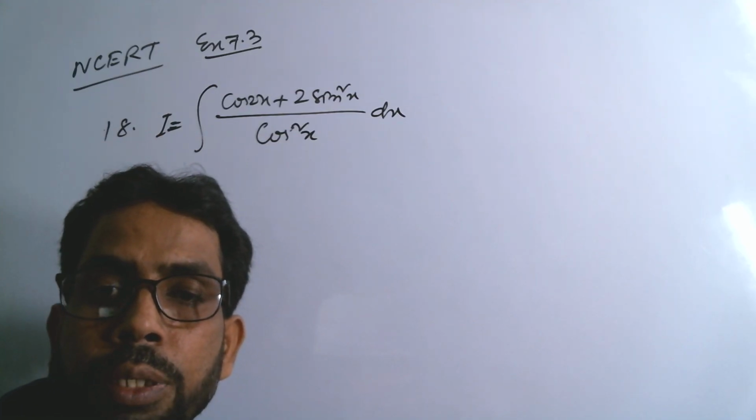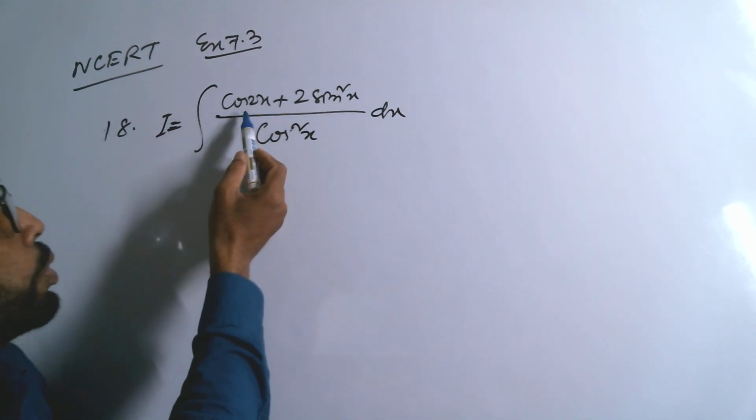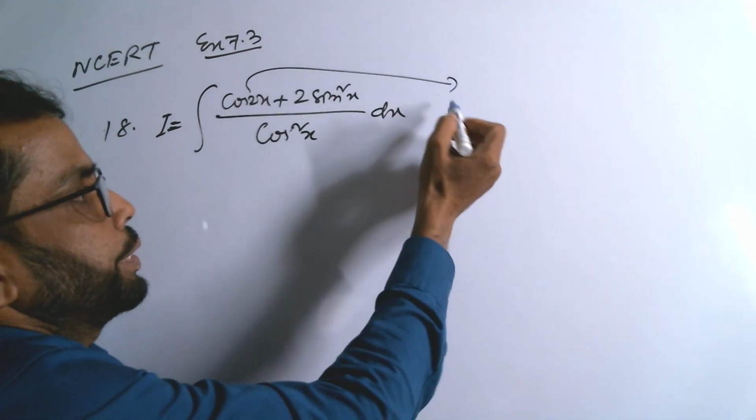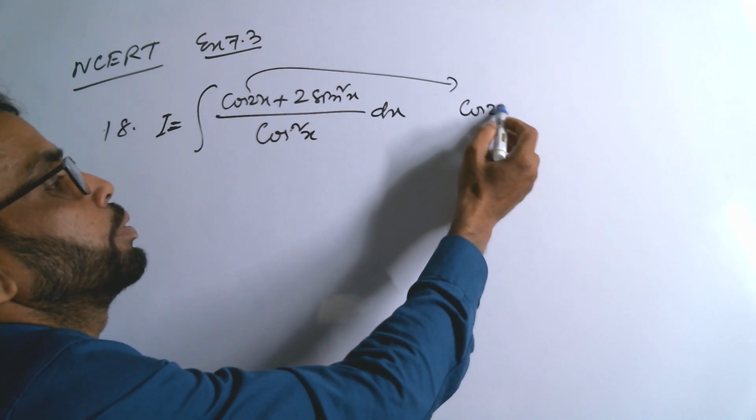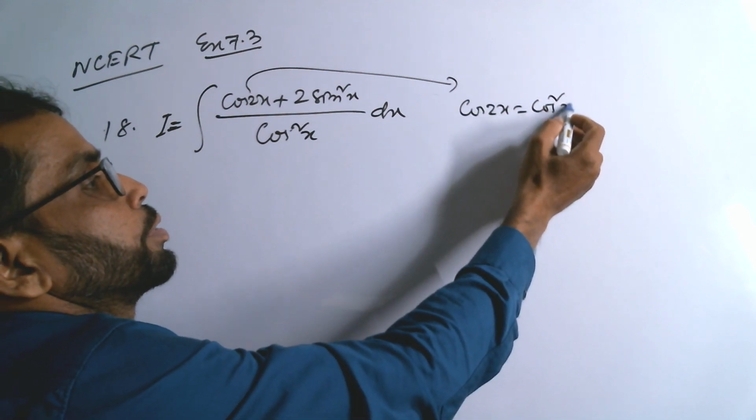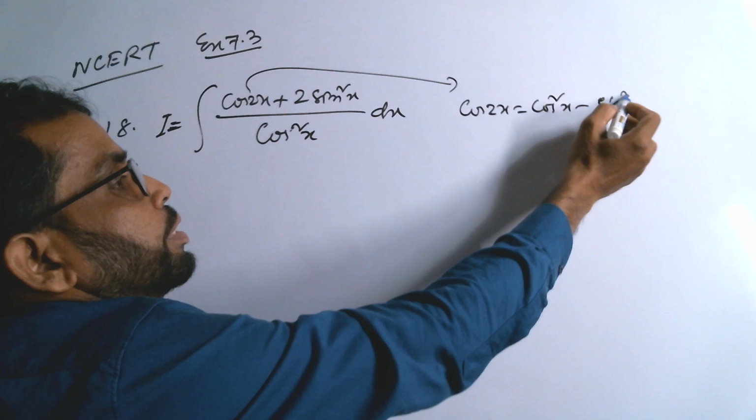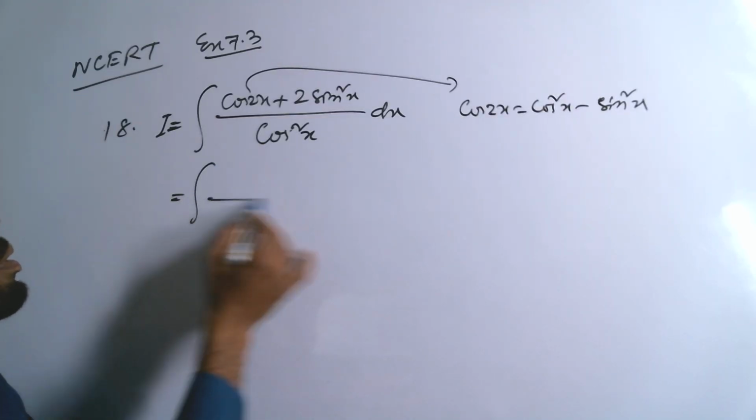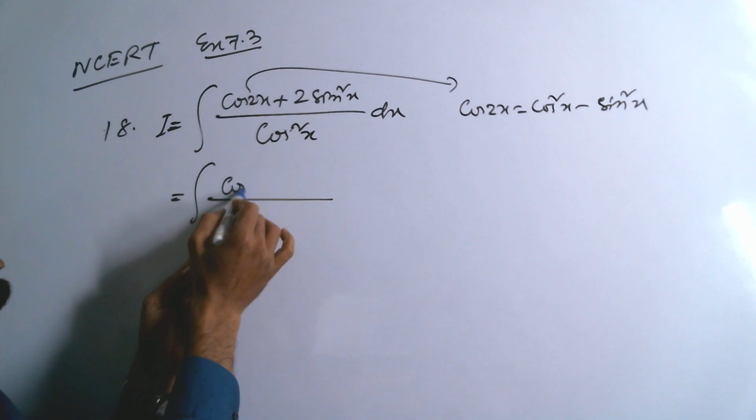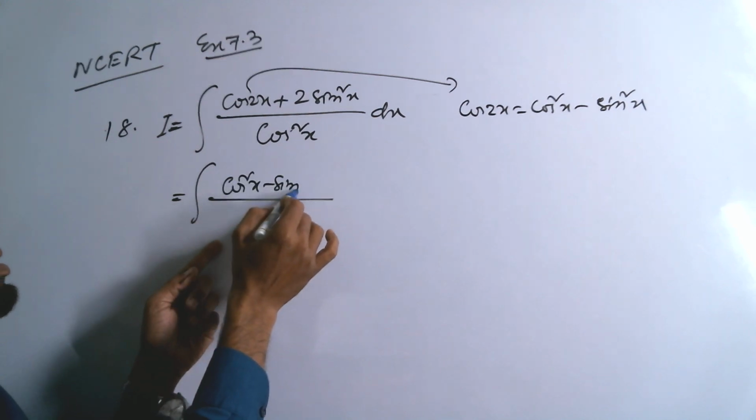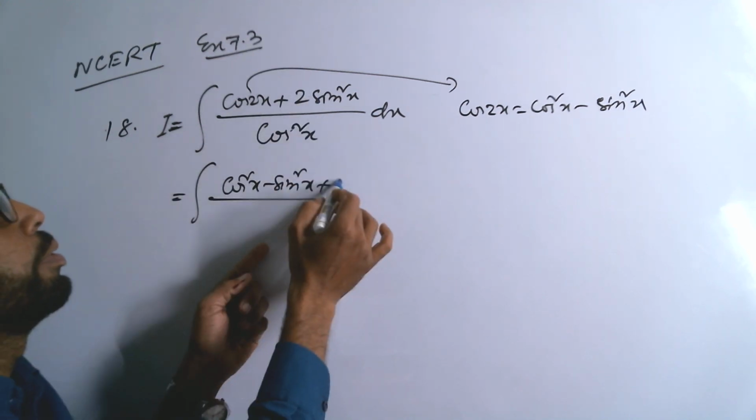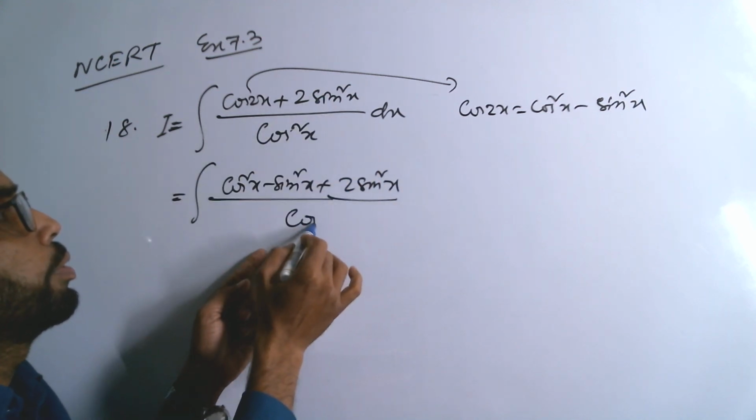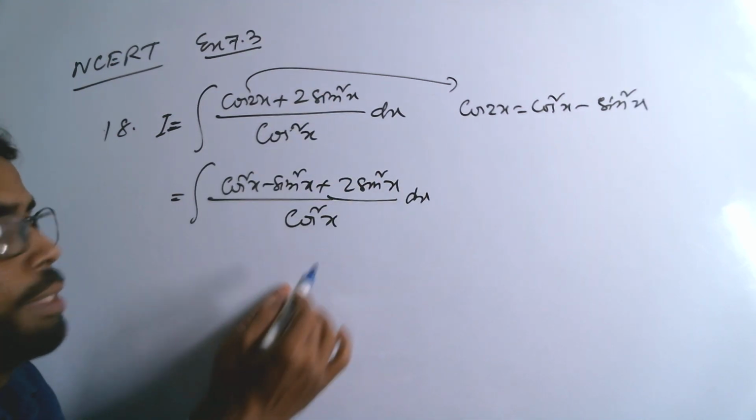The next question is cos 2x plus 2 sin²x by cos²x. We will use the identity at first. We have identity cos 2x is cos²x minus sin²x. This identity we will use at first. So cos 2x is cos²x minus sin²x, 2 sin²x as it is, denominator also keeping as it is.